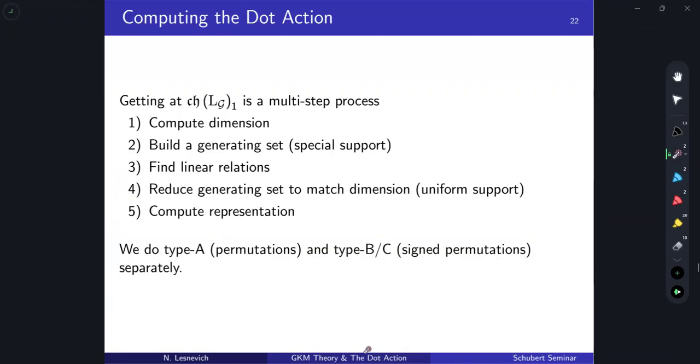Actually going about this is a multi-step process, right? We need to get the dimension or the rank, right? That's usually the first thing. If we have geometry to help out, good for us. And if we don't, we have a little bit more work to do. We need to build a generating set of splines.